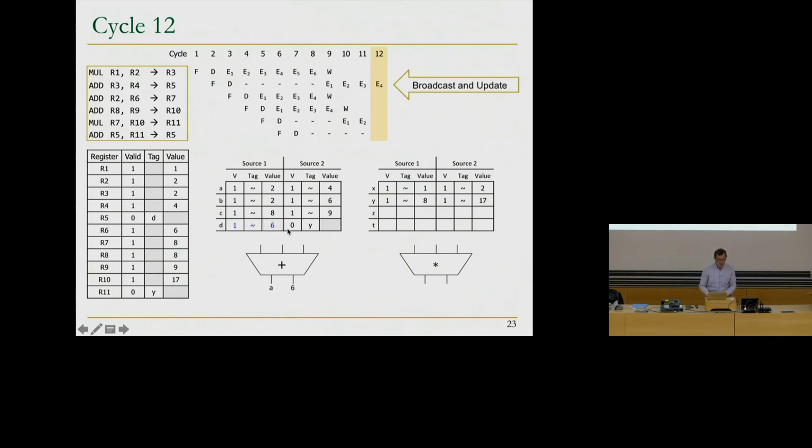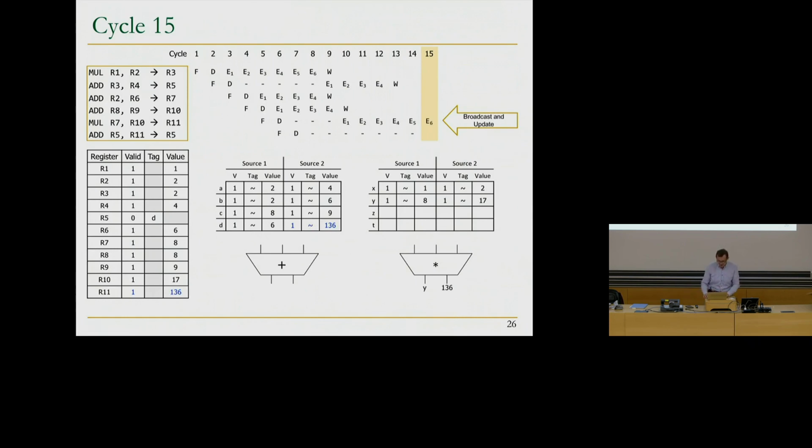So that captures value 6. Now it still cannot execute because it's still waiting for the other source. So somebody's going to produce that source, and we will see who produces that source. It will be this instruction over here, multiply. It produces the source by multiplying R7 and R10. It broadcasts Y, and Y gets captured by R11, which is the destination, and it also gets captured by this reservation station entry. So I get 136 over here.